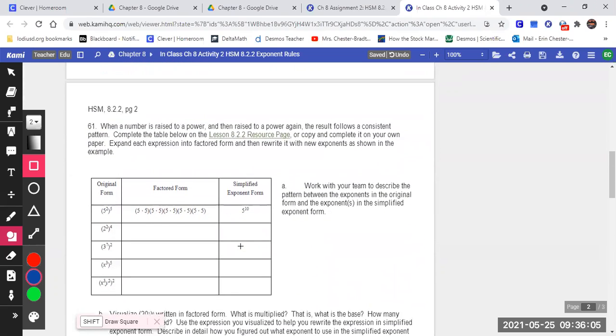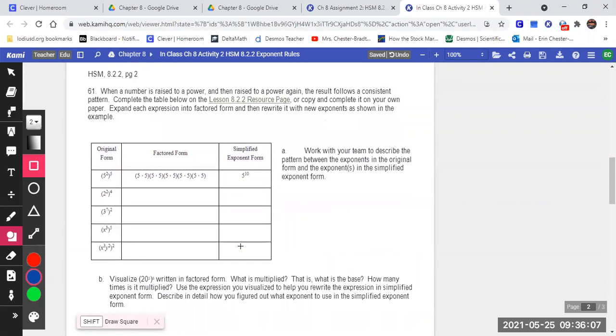Okay, so it says, when a number is raised to a power and then raised to a power again, the following shows a consistent pattern. Complete the table. We are going to expand each expression first into factored form and then rewrite it. So we're learning a new rule.